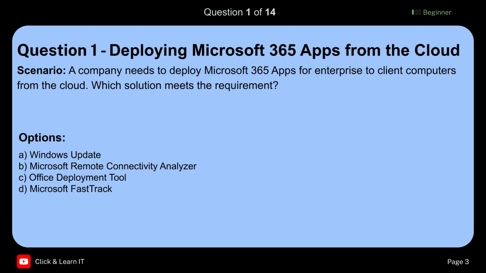Question 1. A company needs to deploy Microsoft 365 apps for enterprise to client computers from the cloud. Which solution meets the requirement? The options are Windows Update, Microsoft Remote Connectivity Analyzer, Office Deployment Tool, or Microsoft Fast Track.